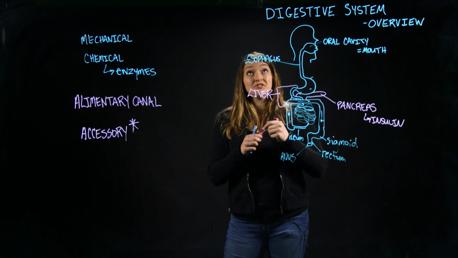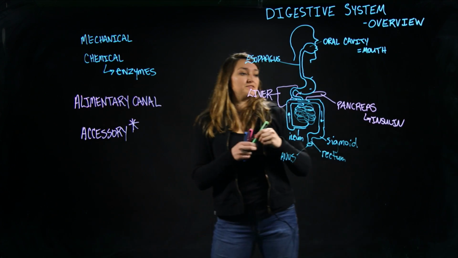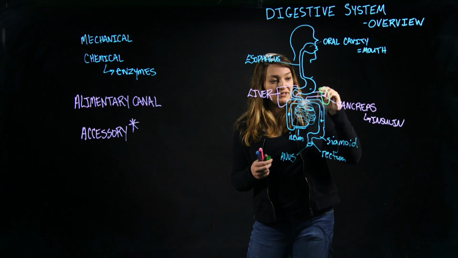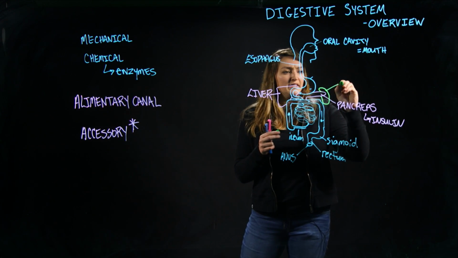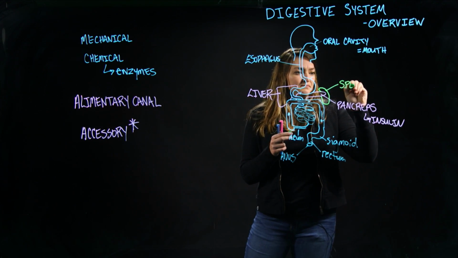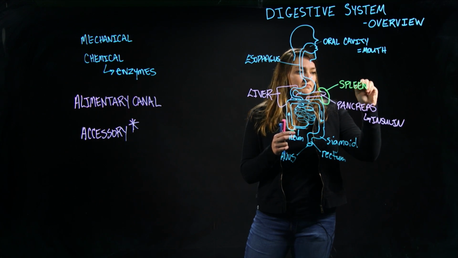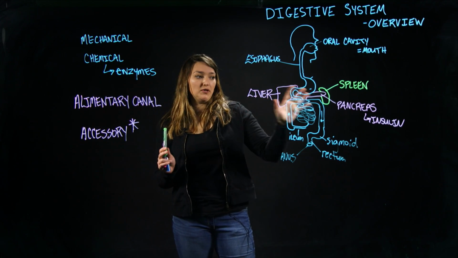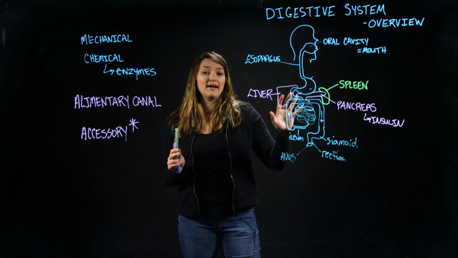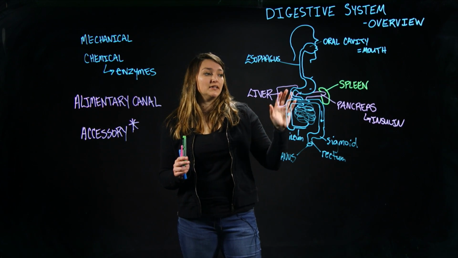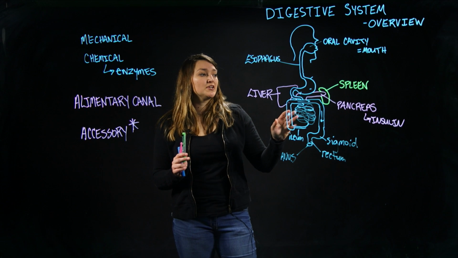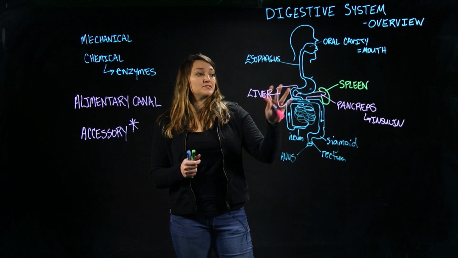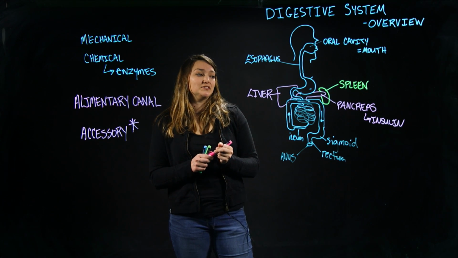A final accessory digestive organ that I want to add here is the spleen. So we've already been introduced to the concept of the spleen in the blood unit. Spleen, of course, is what we called our red blood cell graveyard, where our red blood cells go to die. It is a highly vascularized organ that bleeds profusely if damaged. So spleen is another accessory digestive organ that has functions involving the digestive system.